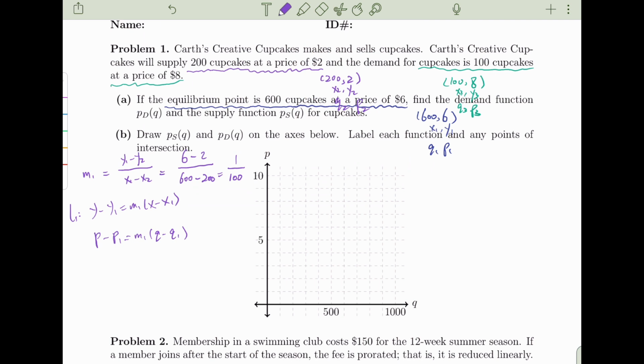And for this line 1 here, I'm talking about the supply function. So this is p sub s, stands for the supply. So I have now p of s minus p1, which is my 6 here. That is equal to m1, 1 over 100, right? Times bracket q minus q1. q1 is my 600, right? So this is the equation of the demand function, the demand line.